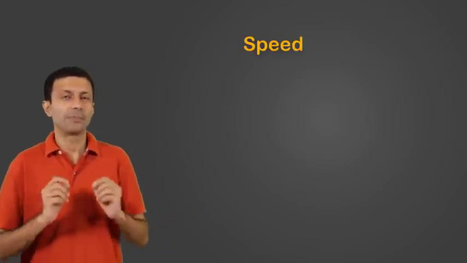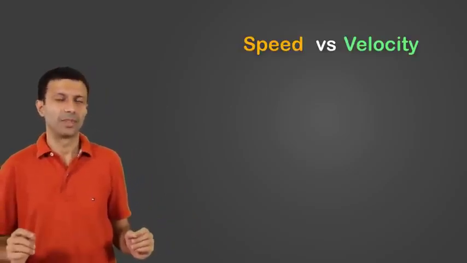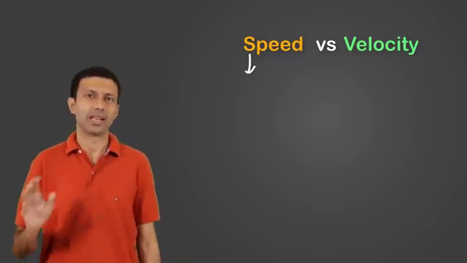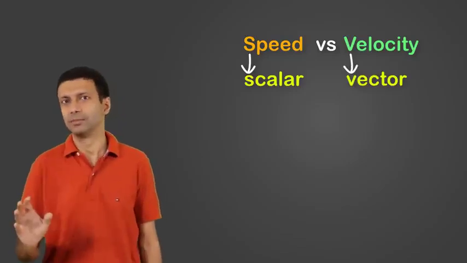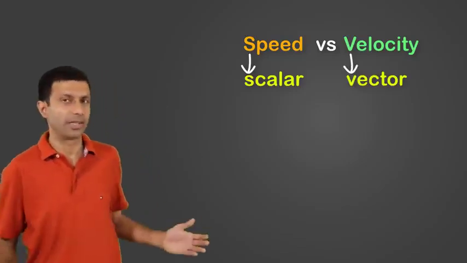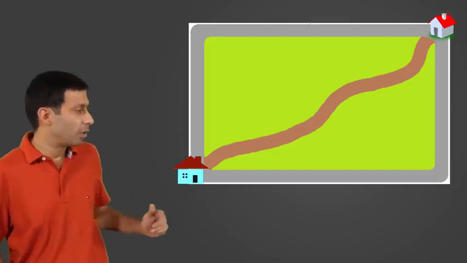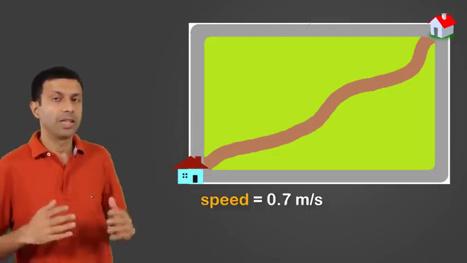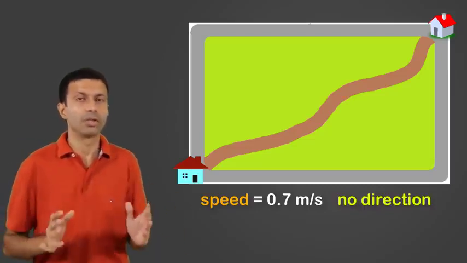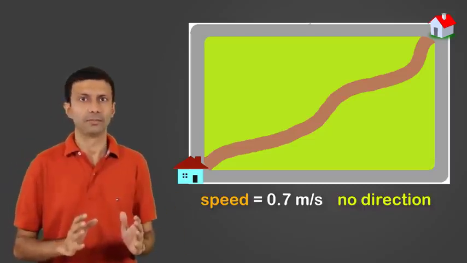So just like distance and displacement were scalar vector pairs, so are speed and velocity. And it's easy to remember: S for speed, S for scalar, V for velocity, V for vector. Now let's go back to our example. The speed we found out was 0.7 meter per second. But there's no sense of direction because it's a scalar quantity.